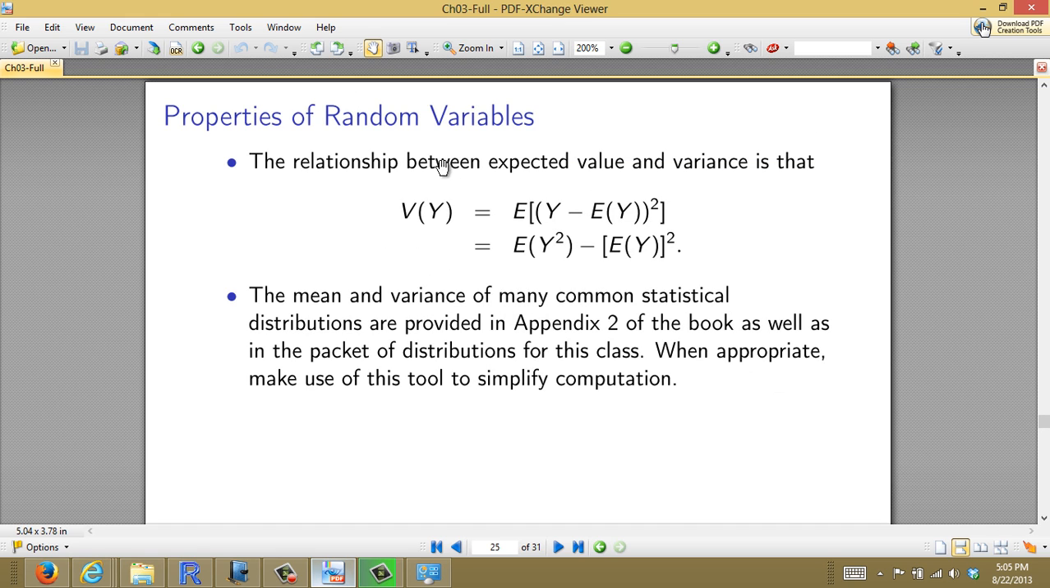And so as I've already mentioned, the variance of y is really just the expected value of a function, and that function is the square of y minus the mean of y. But you can actually re-express this expected value as the expected value of y squared, minus the expected value of y, quantity squared. This is not too difficult to show, but it's often much simpler to calculate the variance using this method, as opposed to calculating it using the definition.